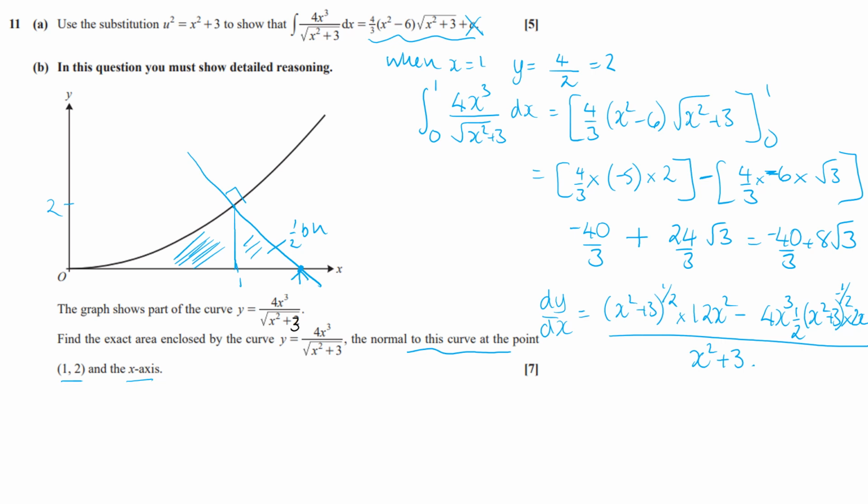Now we want the gradient when x is equal to 1. So when x equals 1, dy by dx is equal to, when x is 1, 1 plus 3 is 4, square root of 4 is 2, times 12, minus, now here this 2 and this 2 can cancel. We've got in here x squared plus 3. When x is 1, that's going to be 4.